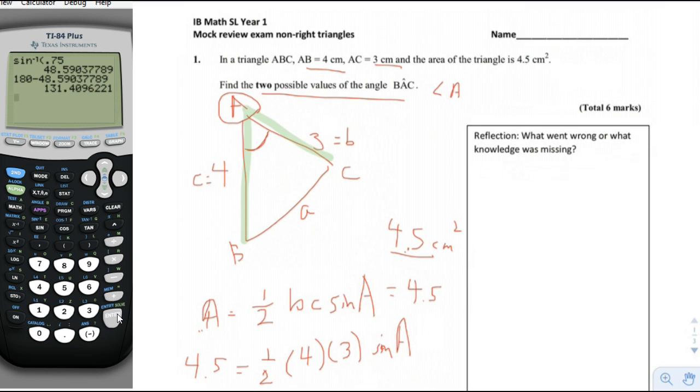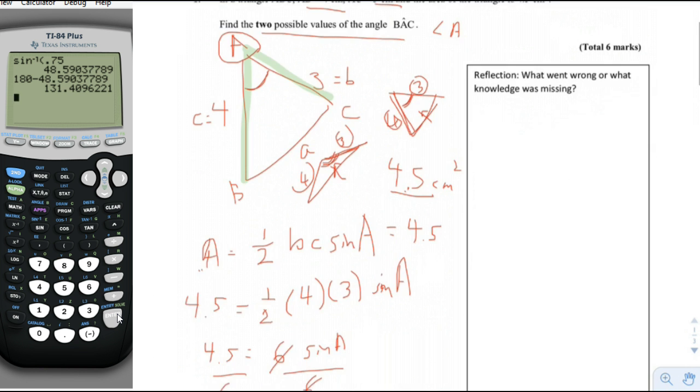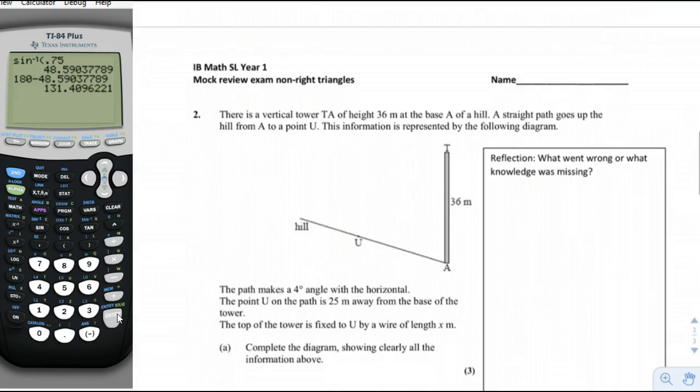And so one of them is going to look really flat like that, and one side's going to be 4 and the other side's going to be 3. And the other one's going to be a little bit narrower like that. Okay, so both of these triangles have sides 4 and 3, and they both have the same area, which is 4.5. But you can see that there's a solution with a very wide angle and there's a solution with a narrow angle. Okay, moving on to number 2.